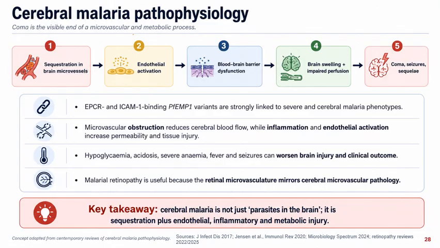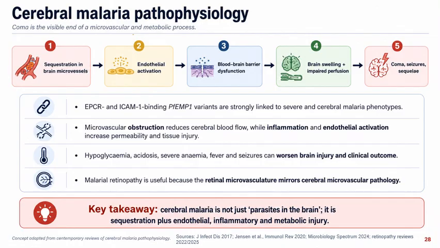Thinking about the pathophysiology of cerebral malaria, coma is the visible end of microvascular, endothelial, inflammatory, and metabolic processes. Infected red cells sequester in the brain microvessels. Endothelial activation follows. Adhesion molecules increase and the blood-brain barrier becomes dysfunctional. Microvascular obstruction impairs cerebral perfusion, while inflammation and barrier injury promote swelling and tissue dysfunction. EPCR and ICAM1 binding PfEMP1 variants are particularly relevant in this situation.